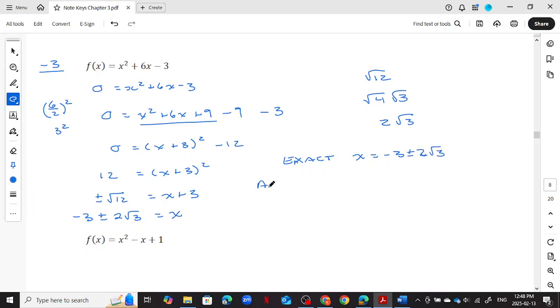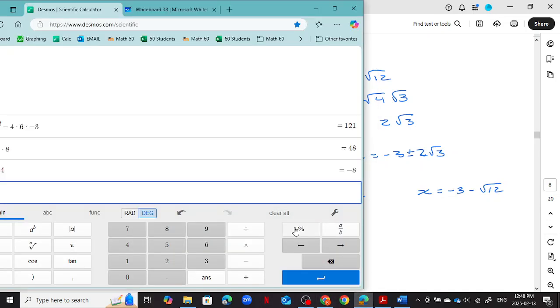My approximate solutions for this one, I'm going to plug it into a calculator. Now, you can plug into your calculator x equals -3 plus root 12, or you could plug in -3 plus 2 times root 3. I find that more work. So if I was going to find approximate answers, I actually wouldn't simplify. I would just plug this in. So then we're going to grab our calculator and we're going to plug in -3.